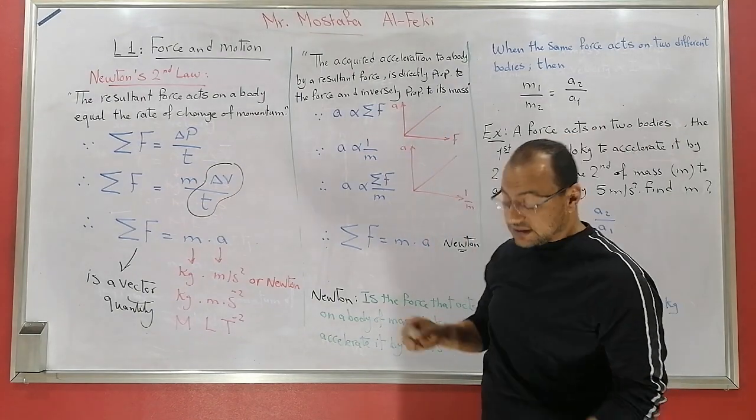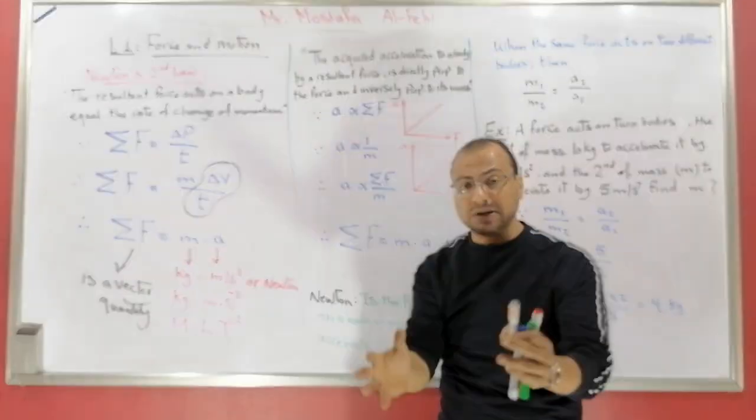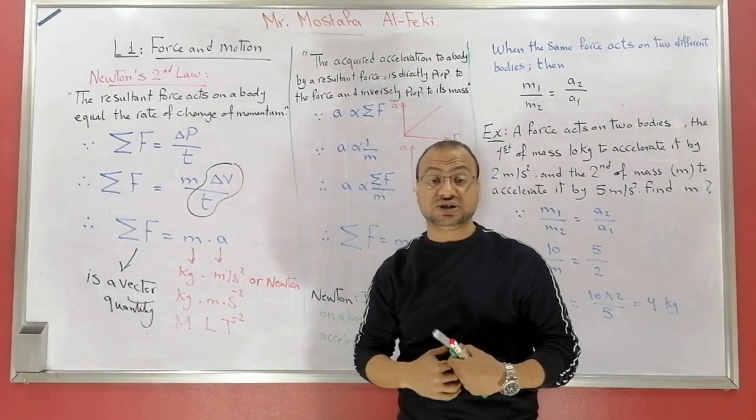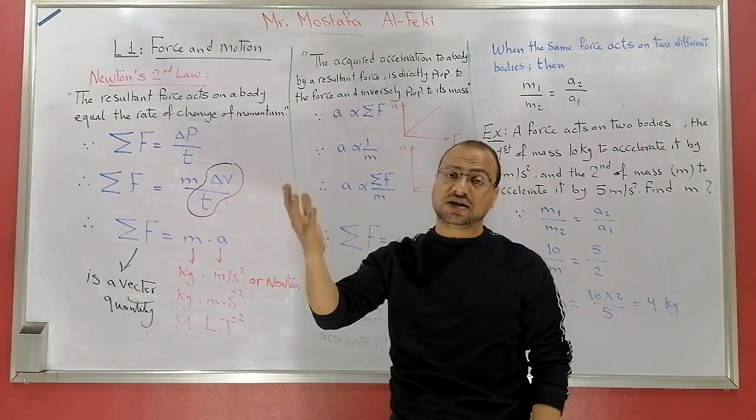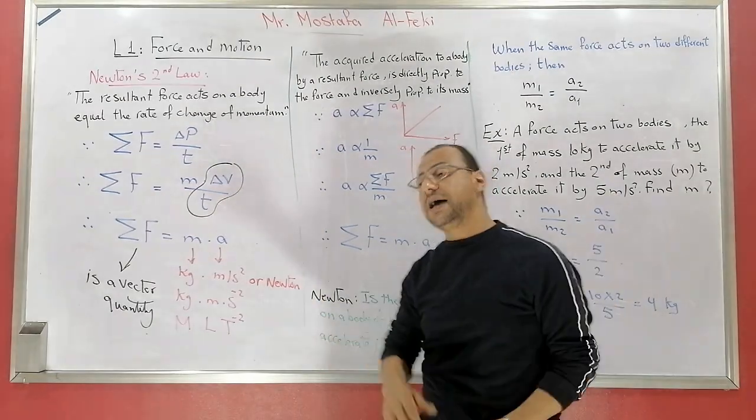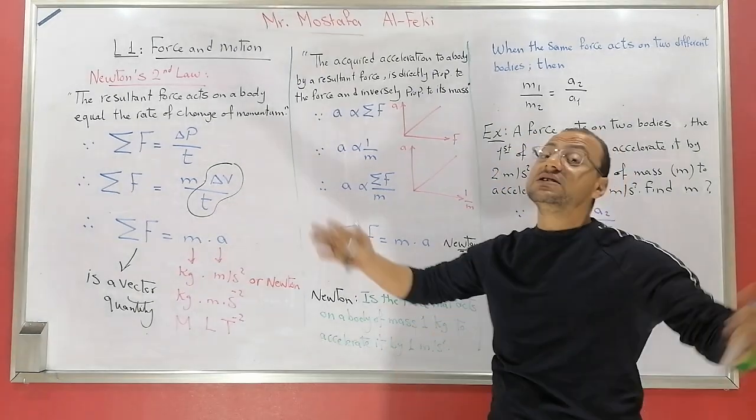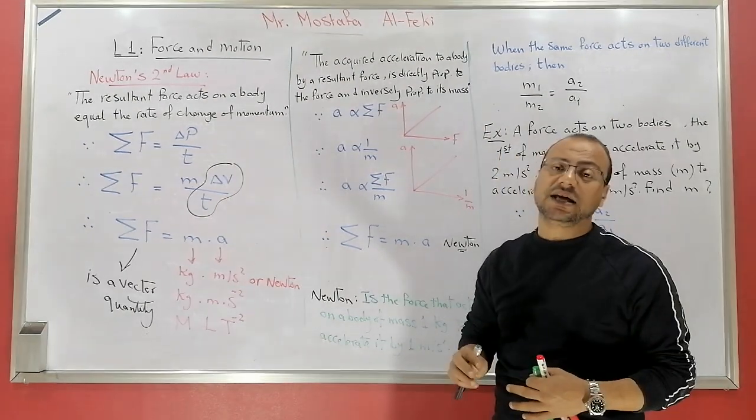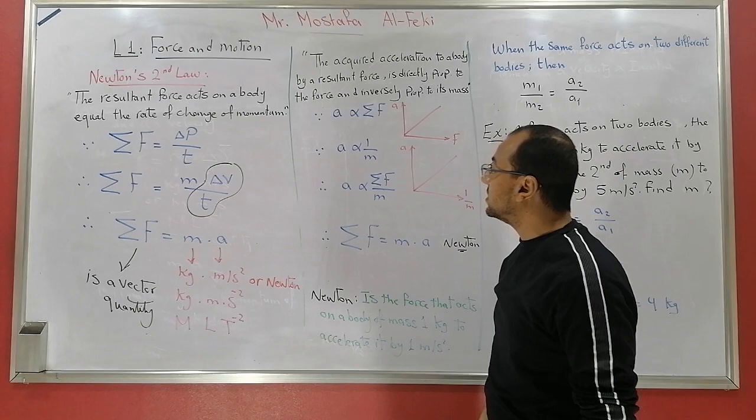The acquired acceleration of a body: when a force acts on a body, the body gains an acceleration. This acceleration is directly proportional to the force, meaning as the force increases, the acceleration increases, and it is inversely proportional to the mass. As the mass increases, the body gains a small acceleration, and as the mass decreases, it gains a large acceleration.